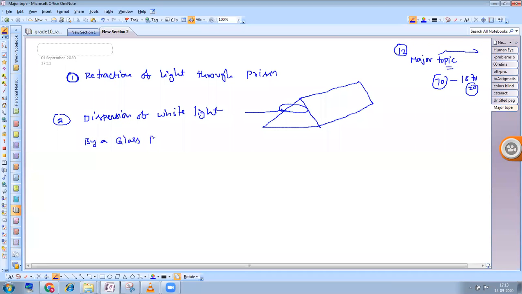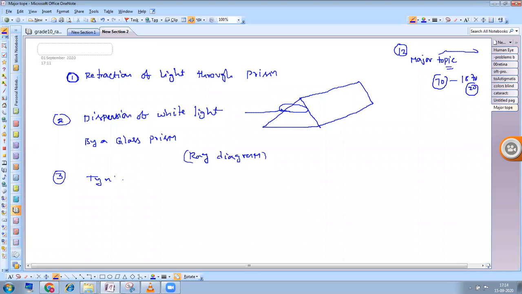From this we will discuss how the primary rainbow and secondary rainbow form. The third one is what causes the dispersion. Everything is from a theoretical point of view; only ray diagrams we are going to discuss here, nothing more. The higher level we will discuss in +2. Then recombination of white light, which is also part of the prism.